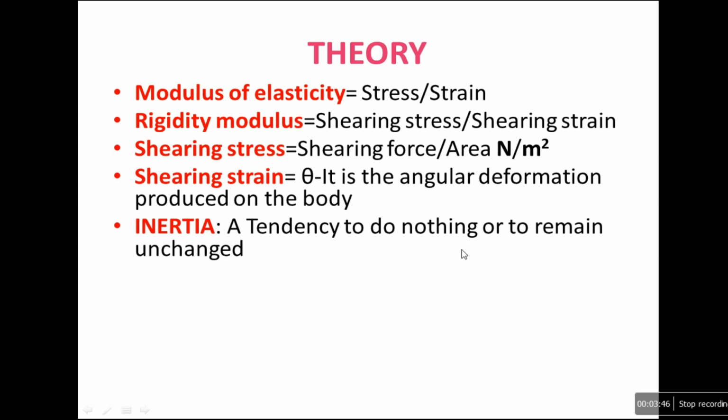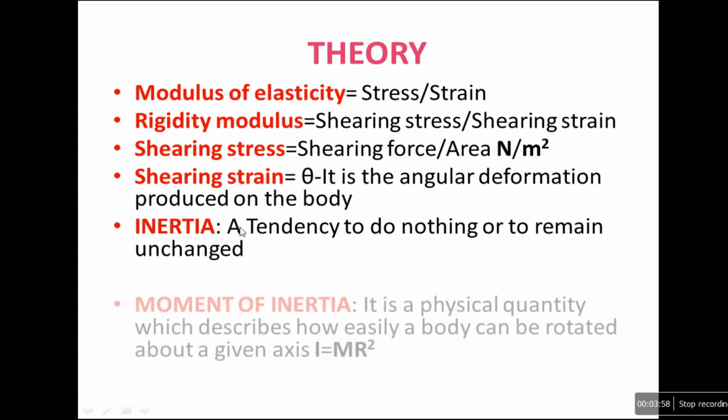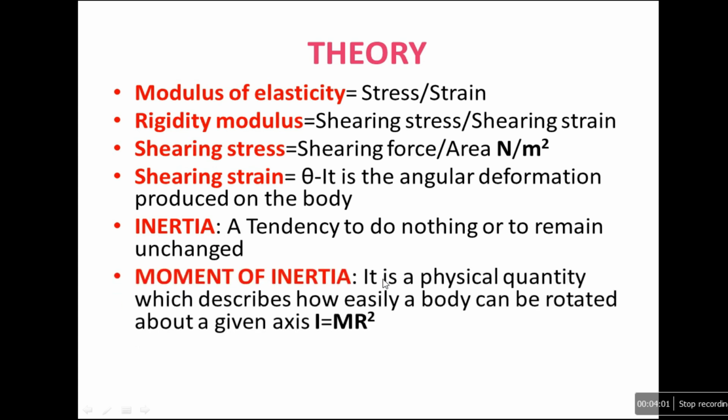So we should know what is inertia. Inertia is nothing but a tendency to do nothing or to remain unchanged. That is the inability of the body to change itself from one position to another position. That is called inertia. And moment of inertia is the quantity that describes how easily a body can rotate about a given axis. The general formula is I equals m r square, where m is the mass and r is the radius of gyration. So you need to understand these prerequisites to understand the concept and do the experiment.